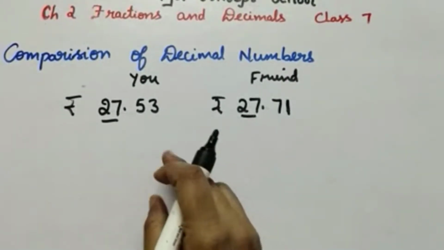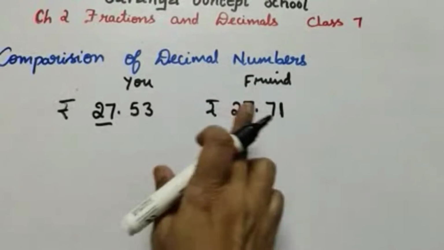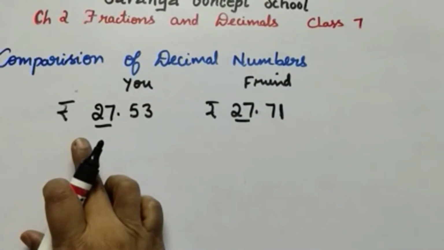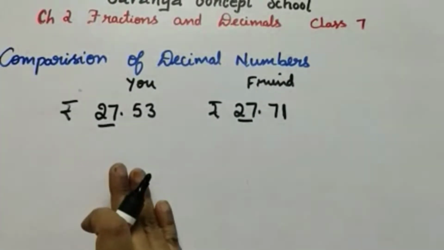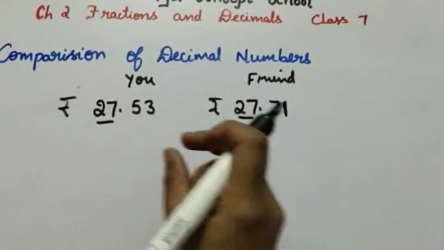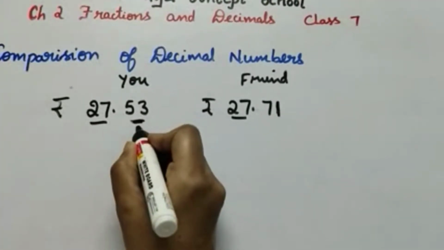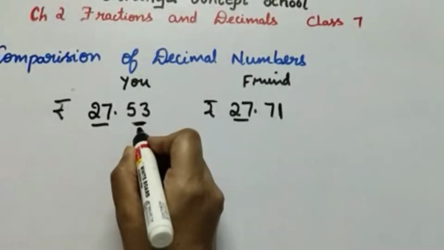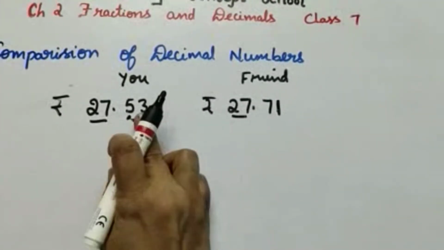Okay, starting from the leftmost digit. Here both the digits 2 and 7 to the left of the decimal point are the same. So we compare the digits on the right of the decimal point. Now, as these two numbers are the same, we compare the right of the decimal point. Okay, so starting from the 10th place.